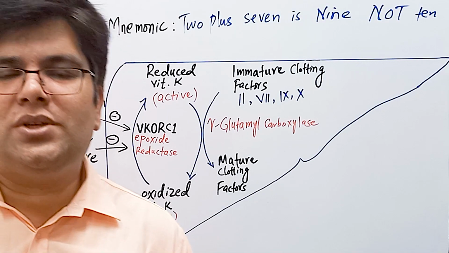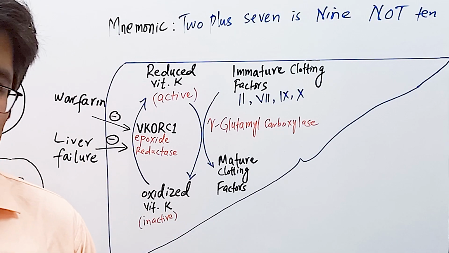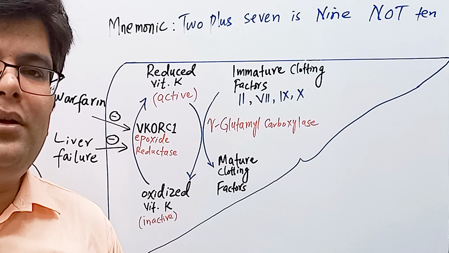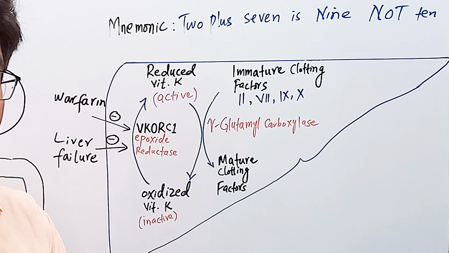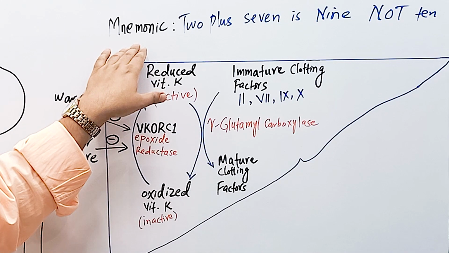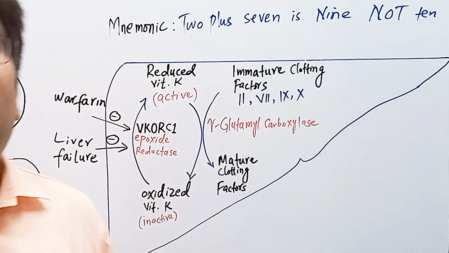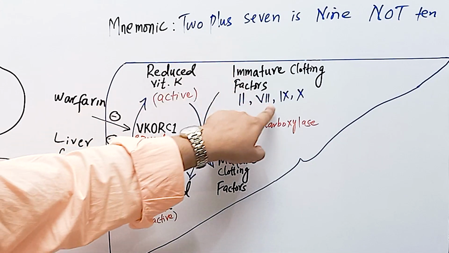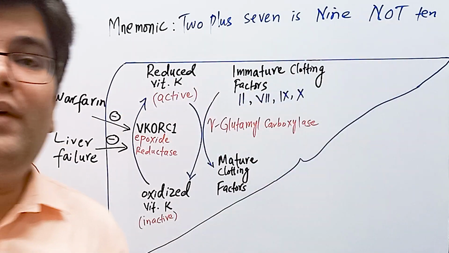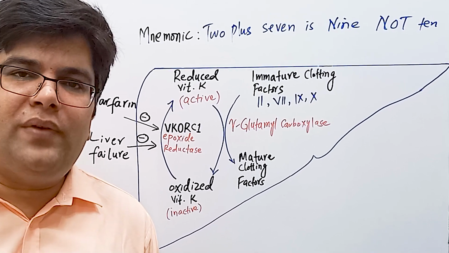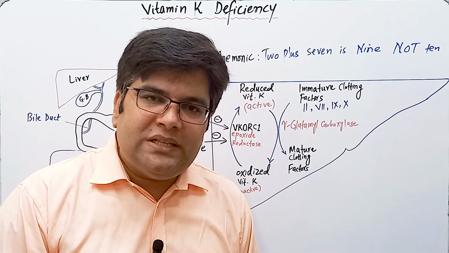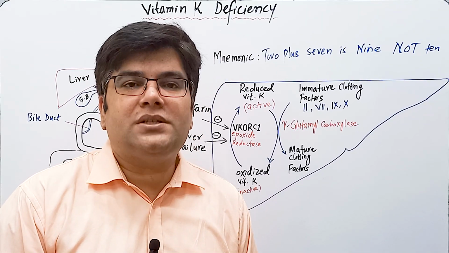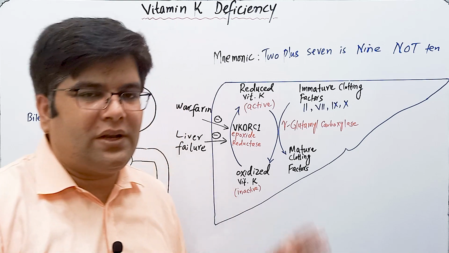Sometimes you may be asked this question in MCQ or Viva examination: what are vitamin K dependent clotting factors? And the answer can be easily memorized by using this mnemonic: 2 plus 7 is 9, not 10. So clotting factor number 2, 7, 9, and 10 are vitamin K dependent clotting factors. Moreover, protein C and protein S, which are anticoagulants, are also activated in the presence of vitamin K.